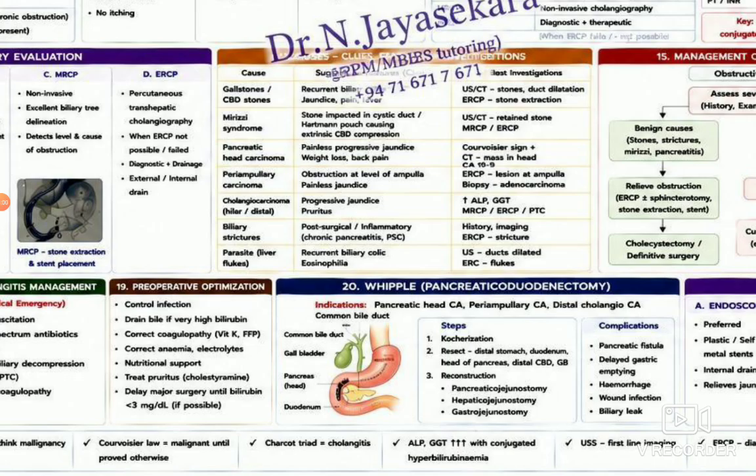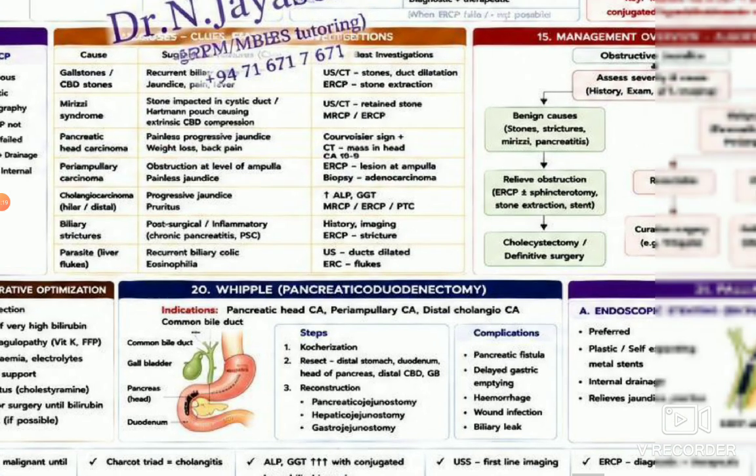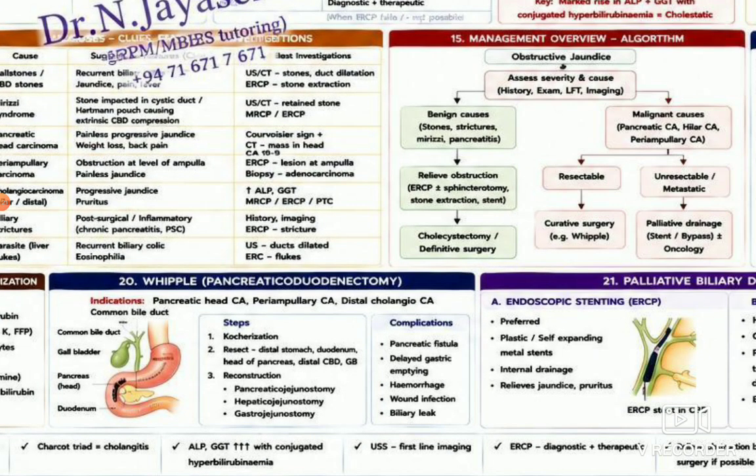Key point 4. Reynolds pentad. Reynolds pentad means severe ascending cholangitis with sepsis. Key point 5. ALP and GGT rise markedly in obstructive jaundice. Key point 6. Ultrasound scan is the first line imaging. Key point 7. ERCP is both diagnostic and therapeutic. Key point 8. Always relieve obstruction before major surgery if possible.